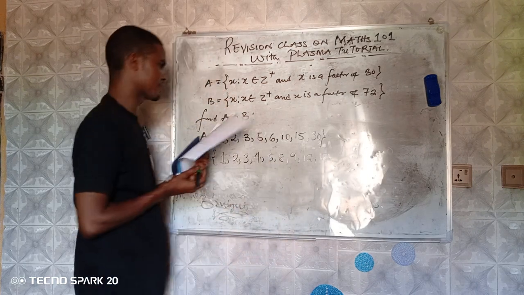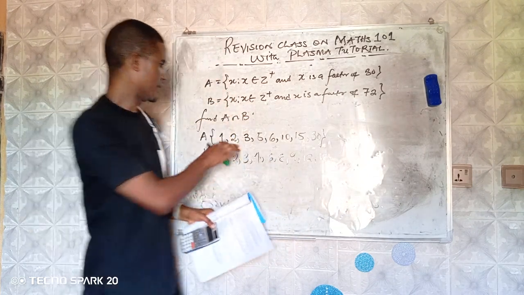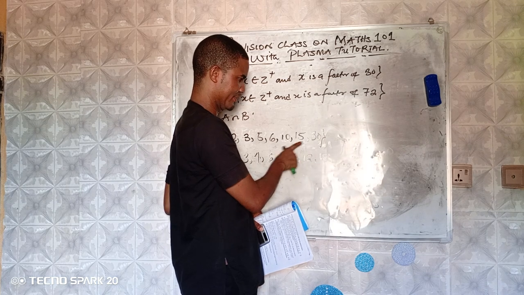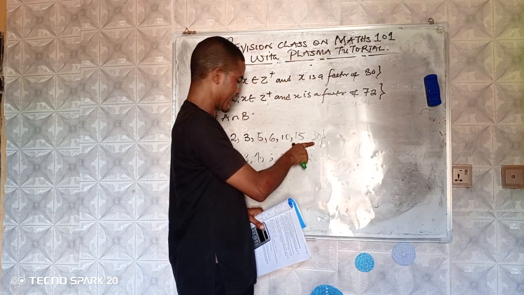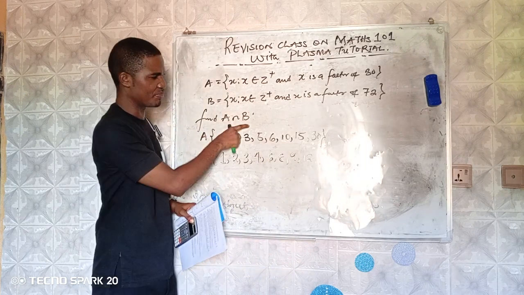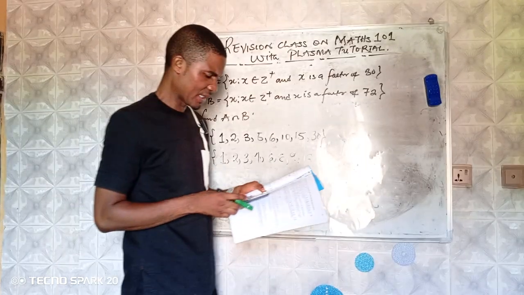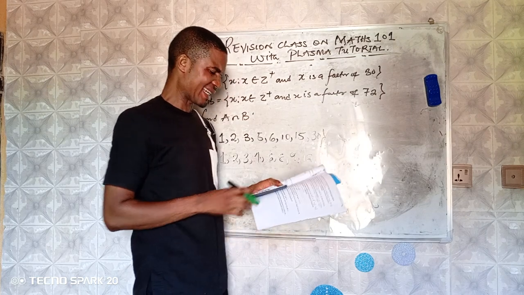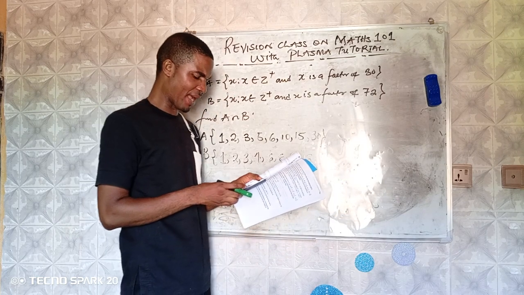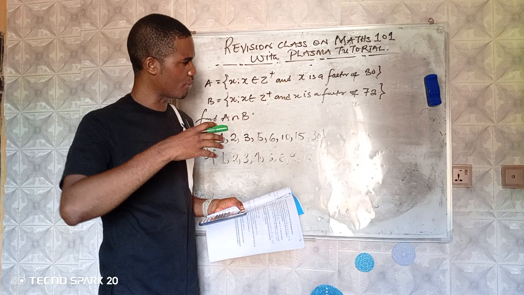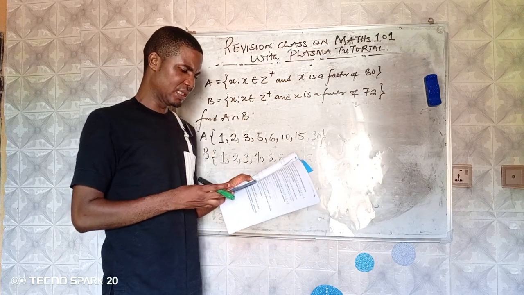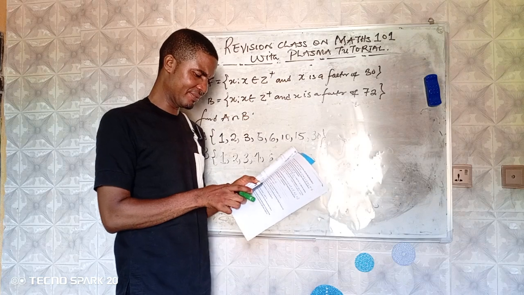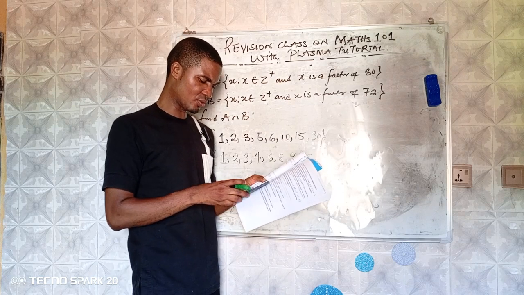Now, if you observe something, we're already at 18. Let's not exceed 30, since the question says we should find A intersect B. Let us see 72. Can it be divided by any number from 20 up? 21, no. 22, no. 23, no.